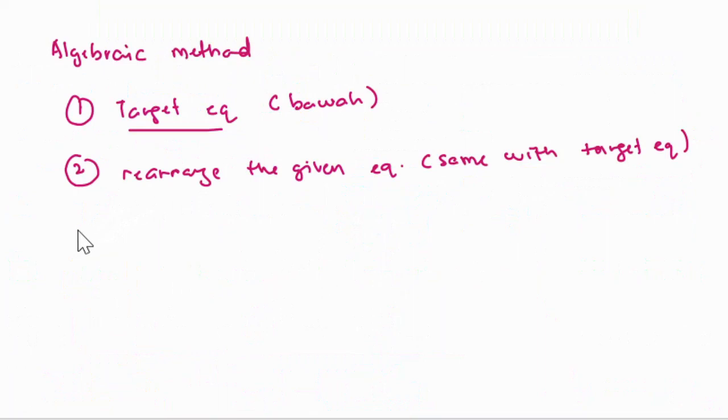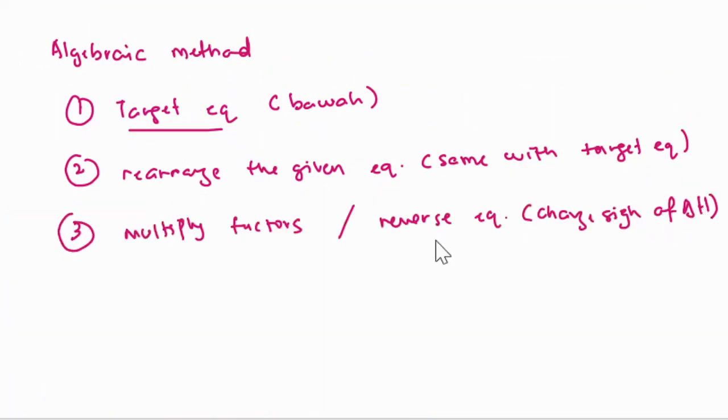Okay, so if the equation needs to be multiplied by certain factors, kita kena darab the whole equation, all the stoichiometry akan berubah and the value untuk delta H pun akan berubah. And then the reverse, kalau kamu perlu reverse the equation, the sign untuk delta H akan berubah, positif jadi negatif, and then negatif akan jadi positif. Okay, so take note of that.